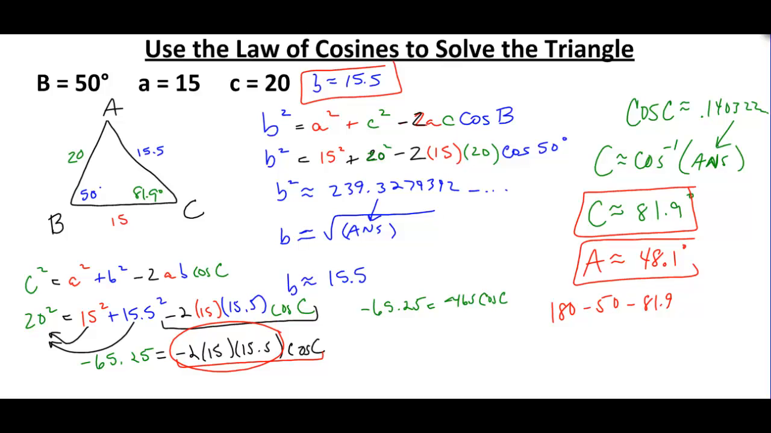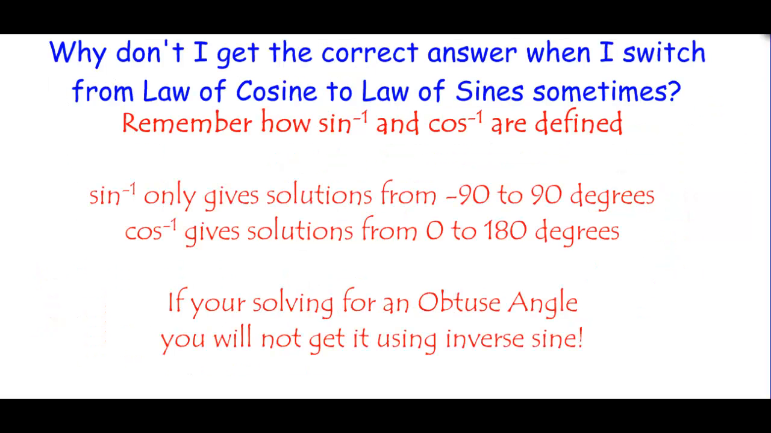So I'm going to talk to you about why you would not want to switch from law of cosines to law of sines. Now, angle C ended up being an acute angle. That is okay. So if you would have been a person who switched from law of cosines to law of sines, you actually would have got the right answer. However, if angle C would have been obtuse, you would have gotten a wrong answer and you wouldn't have understood why.